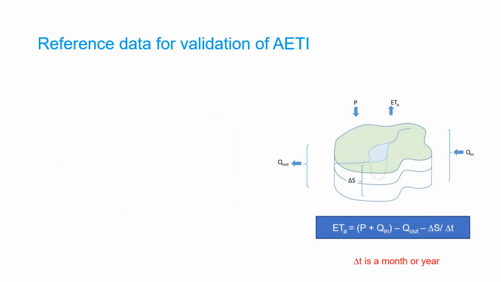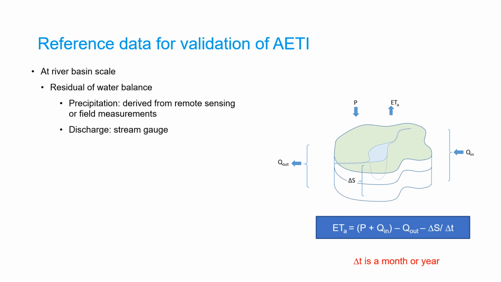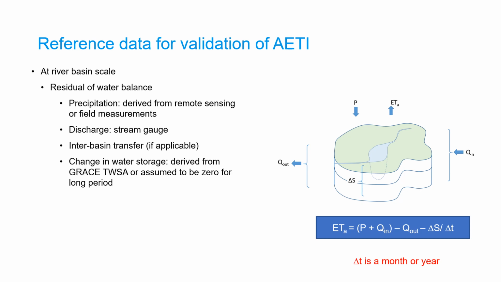At the river basin scale, we can apply the residual of water balance to validate the basin scale AETI when other variables are known. This method is applicable to annual or sometimes monthly time steps. For example, precipitation can be derived from remote sensing or field measurements. Discharge can be measured, and the change in water storage can be derived from GRACE dataset or assumed to be zero for a long period.